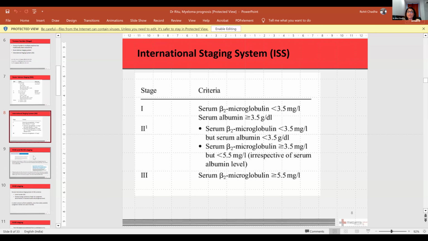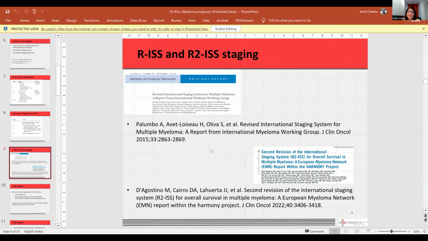on a cohort of patients. However, these were the two landmark studies done in 2015 by Palumbo et al. And another study showed the revised ISS staging, the revised International Staging System. And the R2-ISS is the second version, which was published recently in 2022.